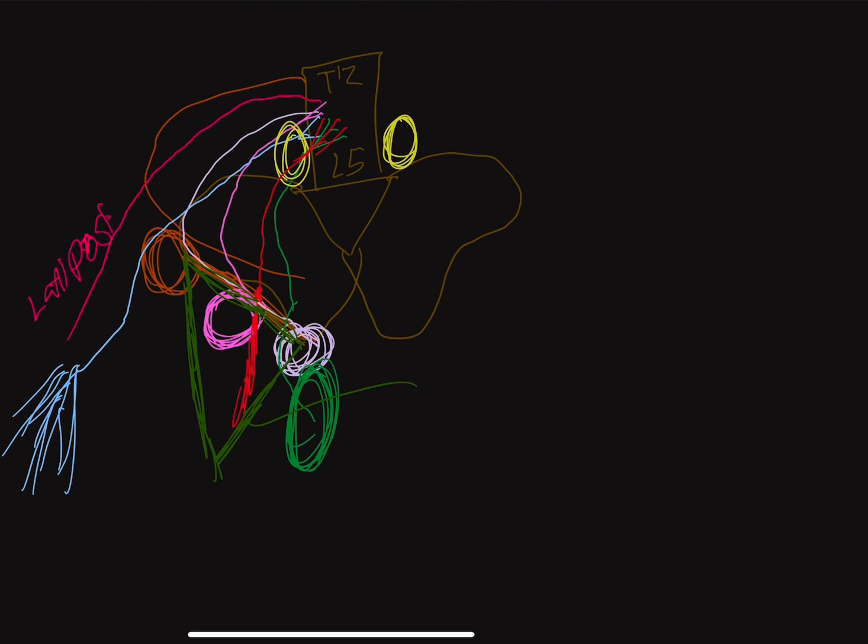Okay? That femoral triangle is bordered by the inguinal ligament, the adductor longus, and your sartorius.